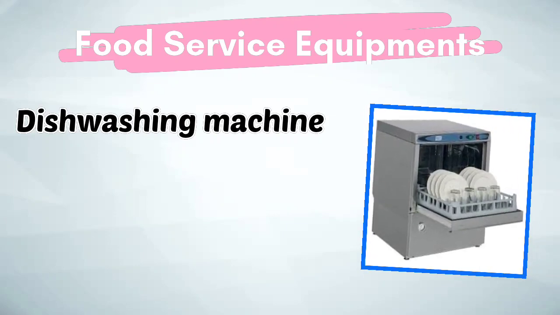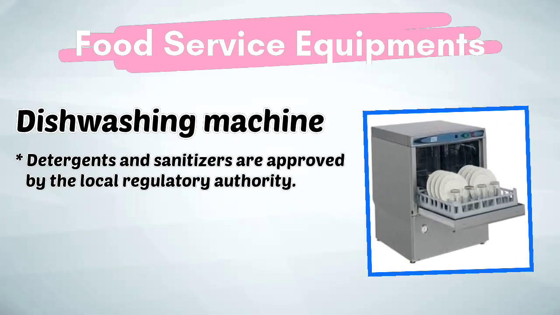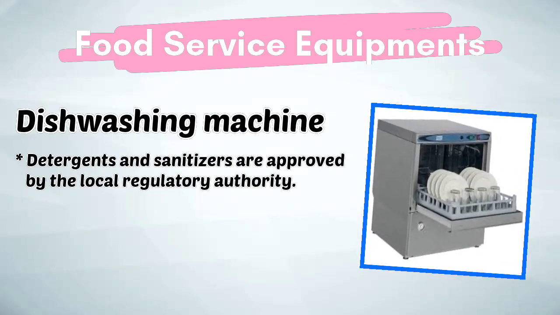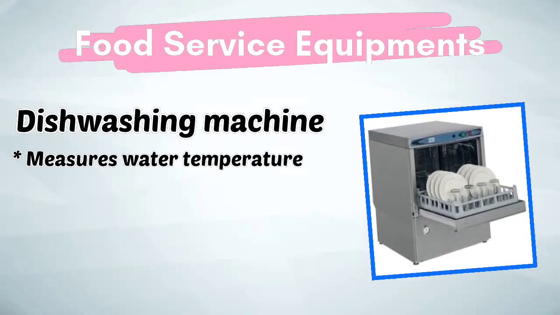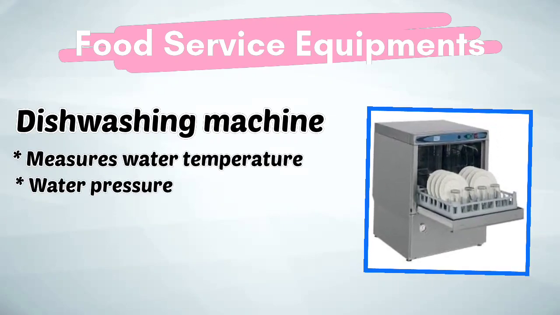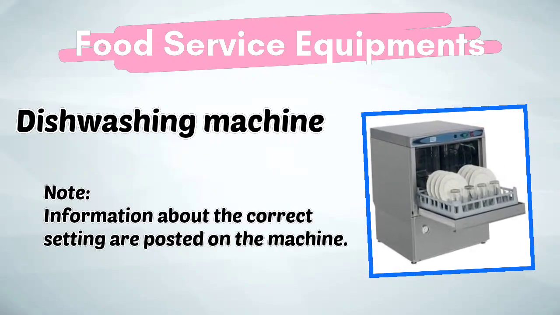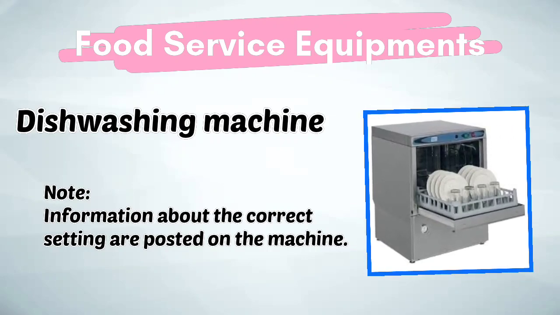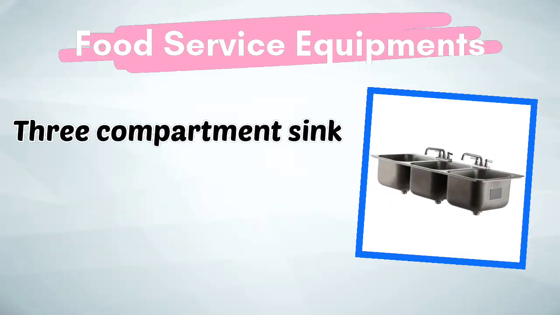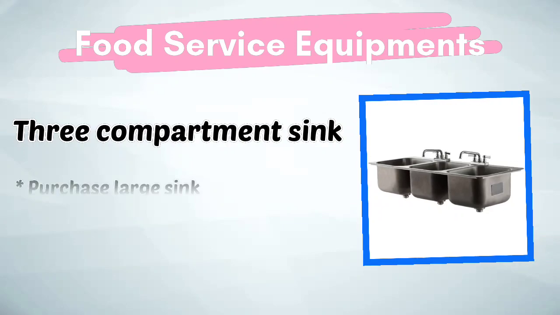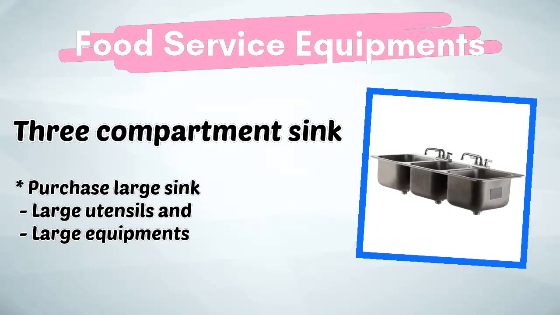When selecting dishwashers, make sure of the following: detergents and sanitizers are approved by the local regulatory authority. They have the ability to measure water temperature, water pressure, and cleaning and sanitizing chemical concentration. Information about the correct settings is posted on the machine. There is also what we call a 3-compartment sink. Purchase a sink large enough to accommodate large utensils and large equipment.